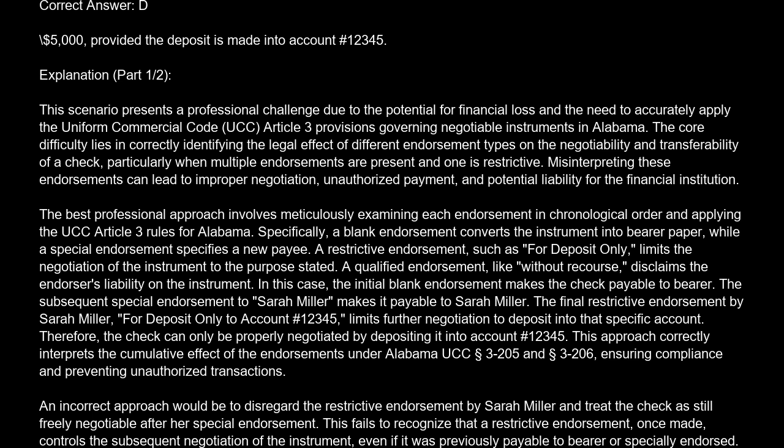In this case, the initial blank endorsement makes the check payable to bearer. The subsequent special endorsement to Sarah Miller makes it payable to Sarah Miller. The final restrictive endorsement by Sarah Miller, for deposit only to account #12,345, limits further negotiation to deposit into that specific account. Therefore, the check can only be properly negotiated by depositing it into account #12,345. This approach correctly interprets the cumulative effect of the endorsements under Alabama UCC Section 3-205 and Section 3-206, ensuring compliance and preventing unauthorized transactions.